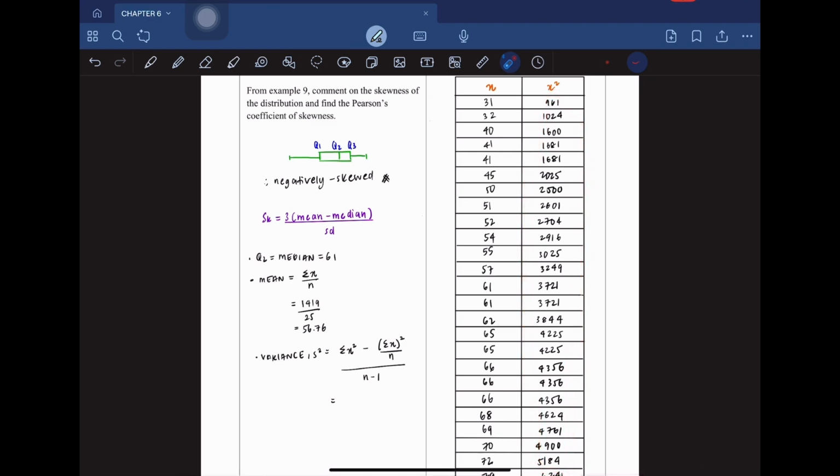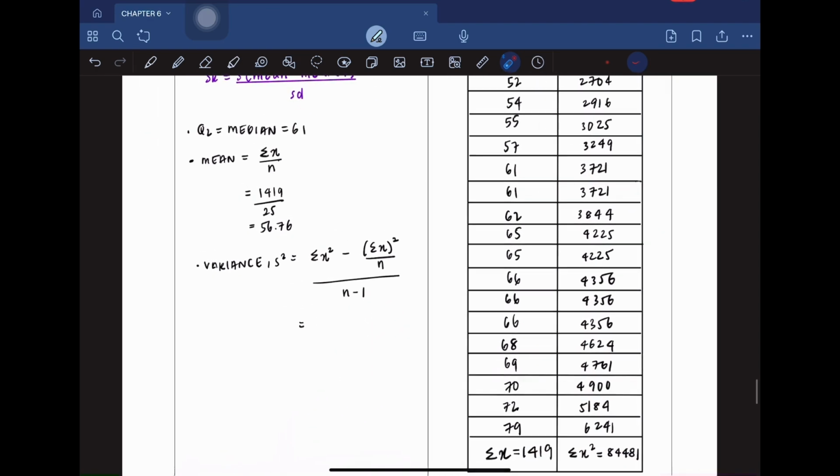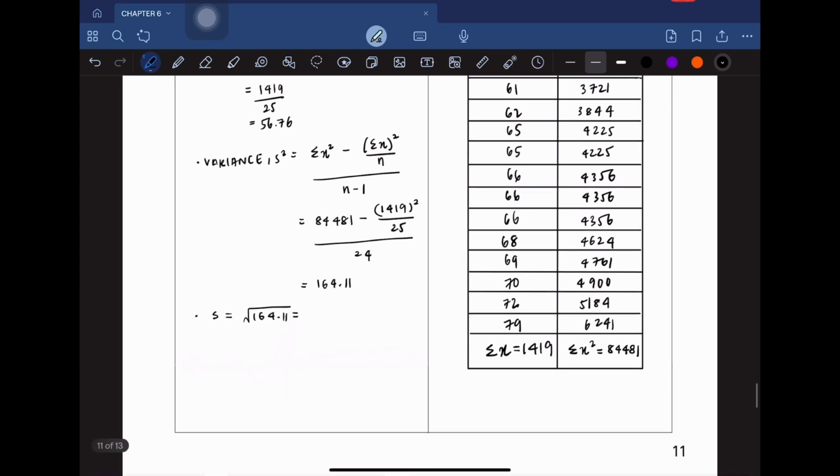Okay, you sum all of this. So now we already have this summation of x square. I'm just going to insert it into the formula. So we have 84481 minus 1419 square over 25, divided by 24. So you get 164.11. And then the last one, you need to find the standard deviation. So S is equal to the square root of 164.11, which gives us 12.81.